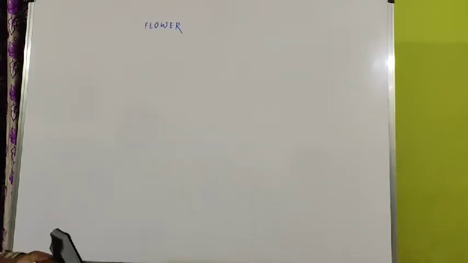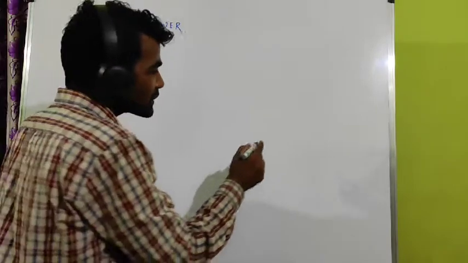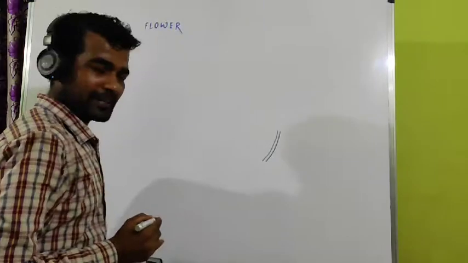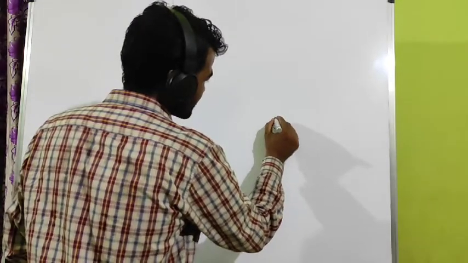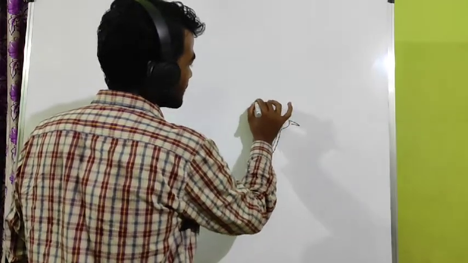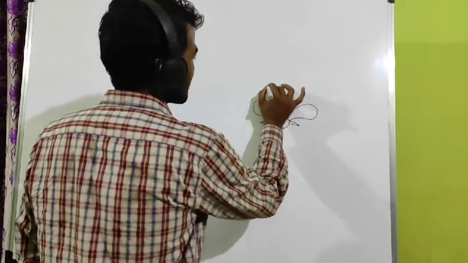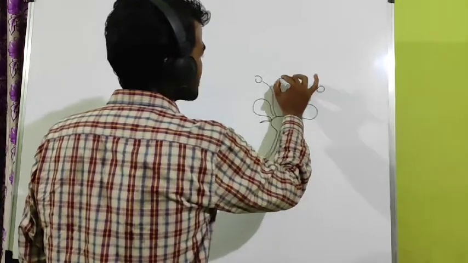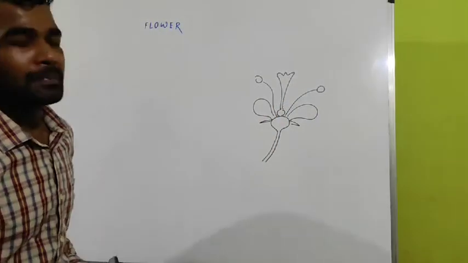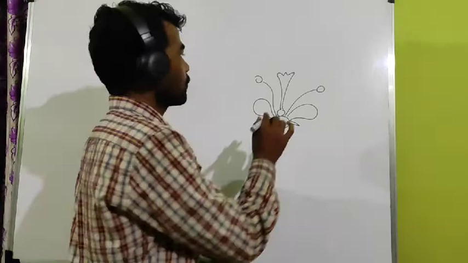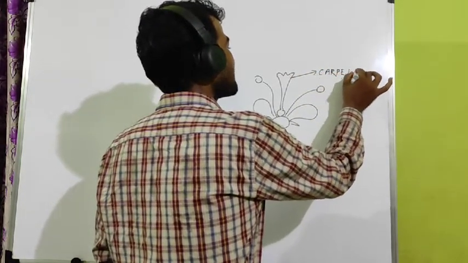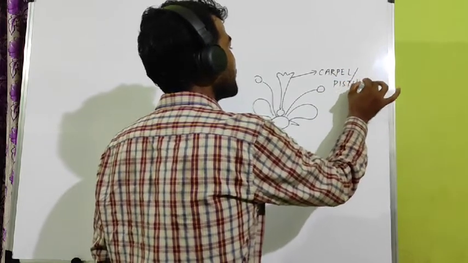What is a carpel? Last class I told you what a carpel is. If you look at the flower, the stalk of the flower is called the pedicel, and the upper end of the pedicel is known as the thalamus. Over the thalamus, first is the sepal, second is the petal, third is the stamen, and the last part is the carpel or pistil. The carpel or pistil is the female reproductive part which forms the gynoecium. Carpel or pistil, female part.